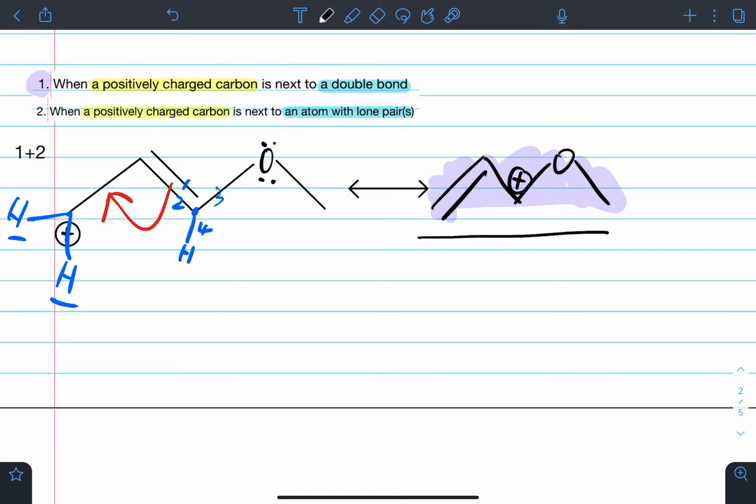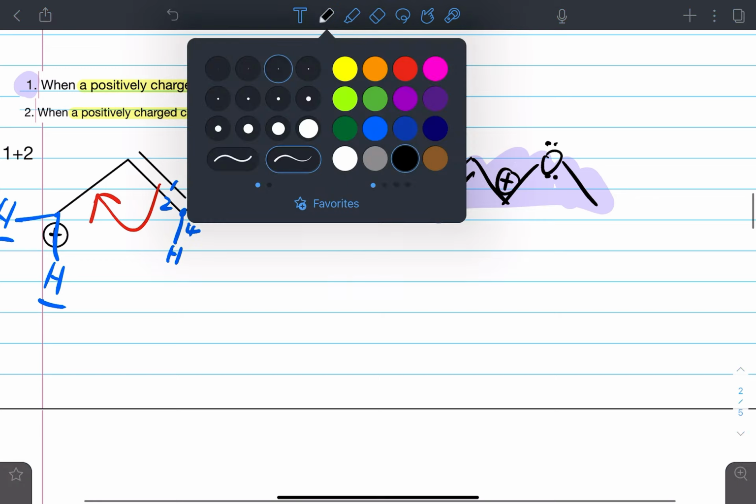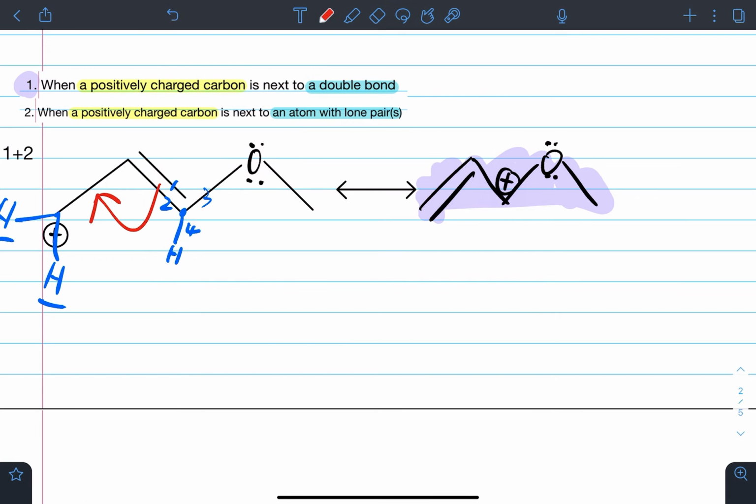Now, let's look at this structure that we drew, okay? I still have this atom with 2 sets of lone pairs. But now, do I have a positive carbon that is next to my atom with lone pairs? Yes, I do now, right? Now this positive carbon is right next to my oxygen, which has 2 sets of lone pairs. So we're gonna do something to this structure, because remember the lone pair is the electrons that want to move, right?